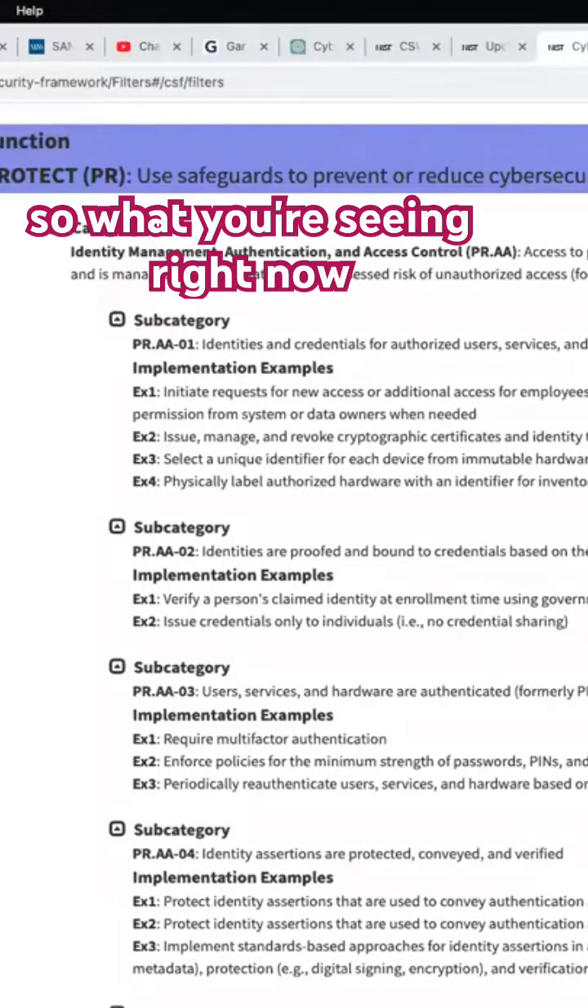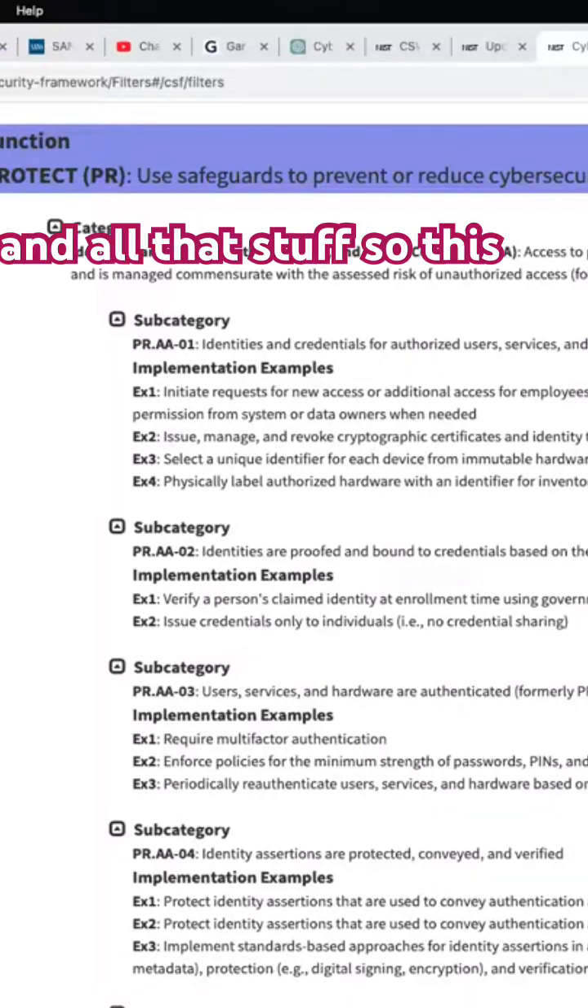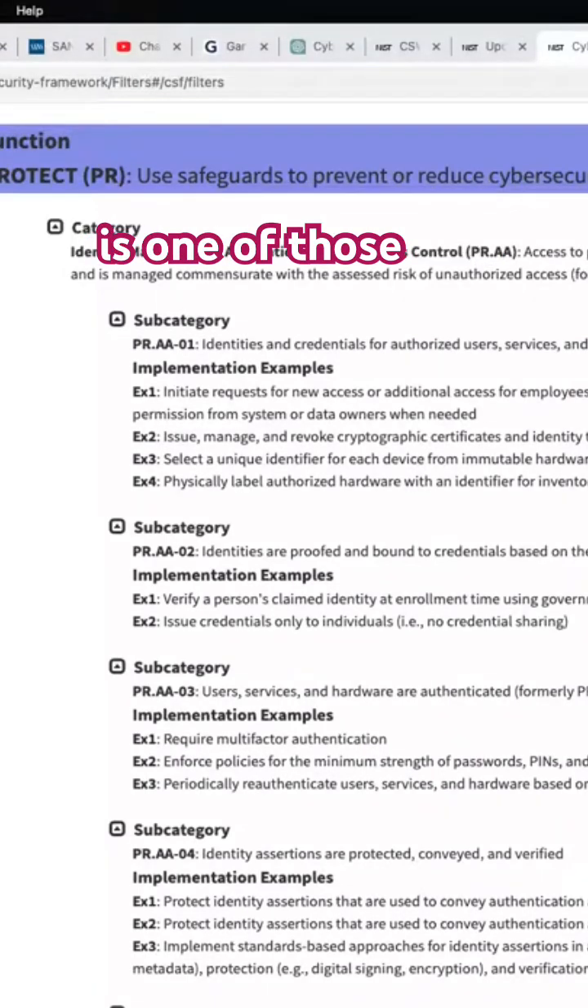So what you're seeing right now on the screen is identity access management. I pulled it through the NIST cybersecurity framework. They have this documentation published, and this is where these requirements are coming from. And in a mature cybersecurity practice, these are followed when it comes to audit and risk and all that stuff. So this is one of those where it's coming from.